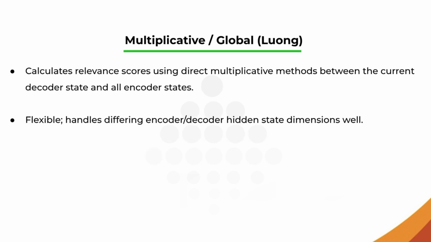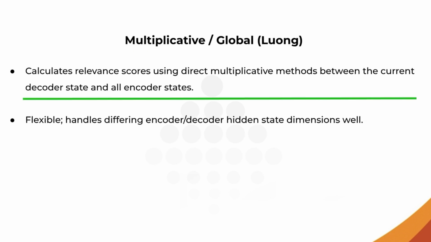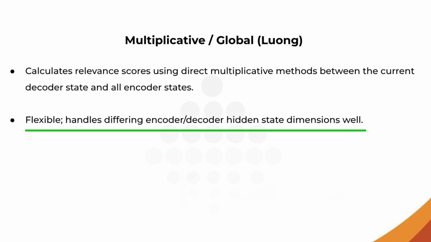Next is multiplicative attention, also known as Luong Attention. This one is a bit more direct. Instead of a separate mini network for combining, it calculates relevance scores using direct multiplicative methods like a dot product between the current decoder state and all the encoder states. It's quite flexible and efficient, especially when the internal thinking dimensions of your encoder and decoder match up well.